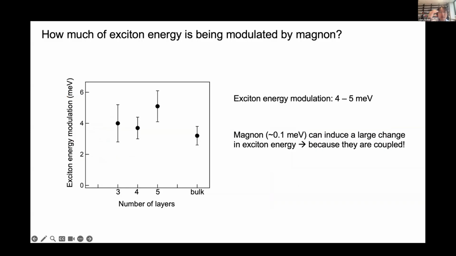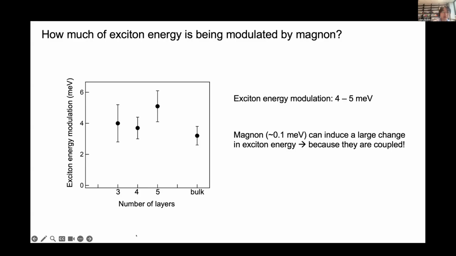All right, and then we can quantify the amount of exciton energy that's being shifted by the magnon, and it's quite nice because then we can calculate the precession angle from this exciton energy shift. And here we see that the magnon energy is about 0.1 milli-electron volts. So it's a very small energy, and if they're completely decoupled, then at most it can induce about 0.1 meV change. But because of their coupling, what we see is that this very low energy magnon can induce about 40 to 50 times larger energy shift in excitons.